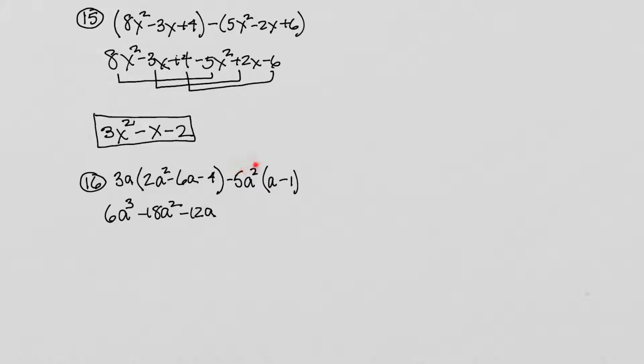And now, distributing this negative 5a squared through, negative 5a squared times positive a is negative 5a cubed, and negative 5a squared times negative 1 is plus 5a squared. Now let's combine like terms. We'll get 6a cubed, subtract 5 of them, so that'll leave 1a cubed. Then we've got these a squareds. Here's negative 18 of them. We're going to add 5, so that puts us at negative 13a squared. And then we still have these negative 12a's, and they don't combine with anything. There's no more a's, so it's just minus 12a.